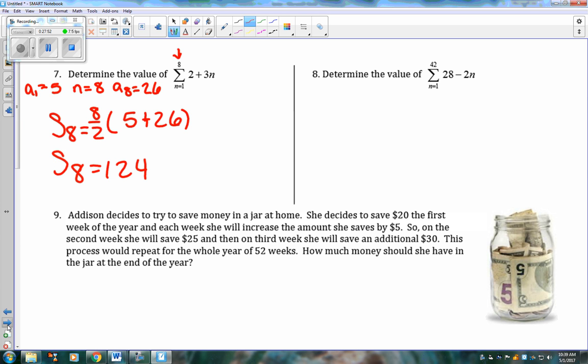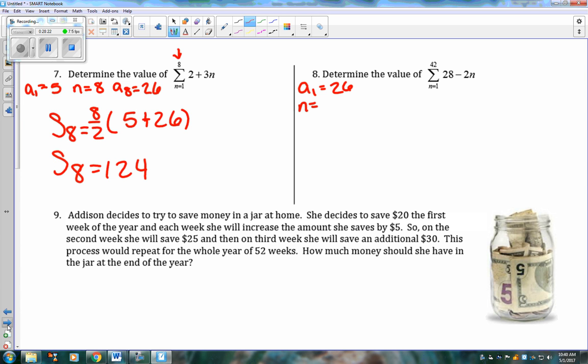Alright, number 8. I need 3 things. A sub 1. What's a sub 1? Just put in a 1. First term, put in a 1 for n.